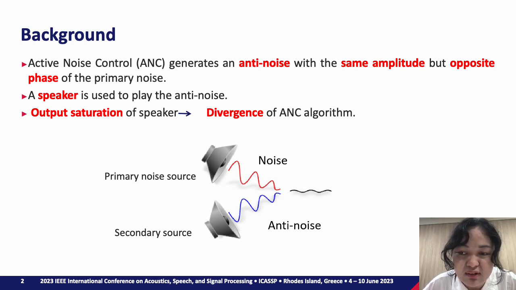In the ANC system, it needs a secondary speaker to play the control signals to generate the anti-noise. This brings a problem: once the amplitude of the control signal generated by the ANC algorithm exceeds the limitation of the speaker, it will bring output saturation of the speakers and further bring divergence of the ANC algorithm.